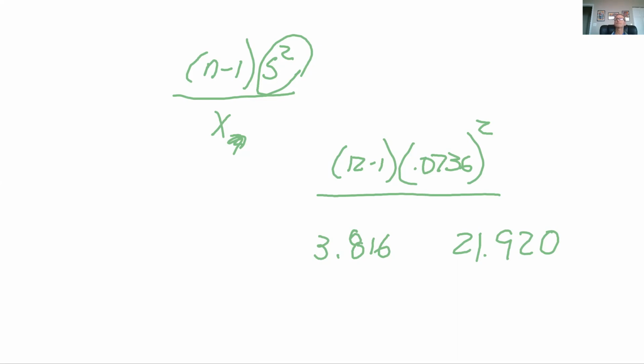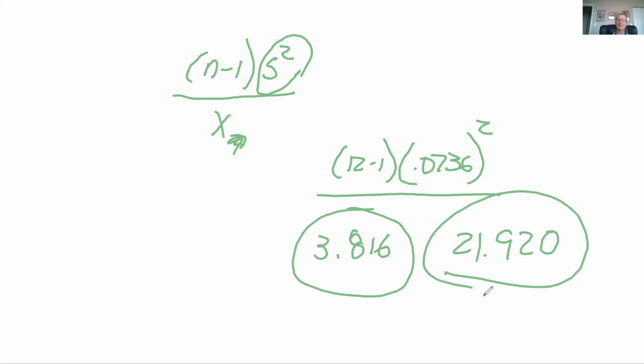I'm sorry. That is the upper bound. I did it backwards because I divided by the small number. So the lower bound is the big number. That's going to be that 21. And so here, just let me show you. So you always divide by the lower number to get the upper bound, and then you divide by the bigger number to get the lower bound. And I obviously plugged in the lower number first by accident.